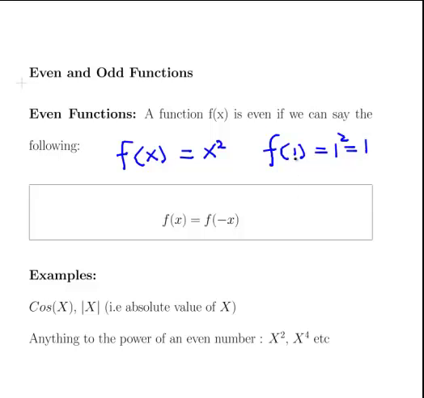And let's try it out for the minus input. That would be f of minus 1. That would be minus 1 squared. And that would be 1.